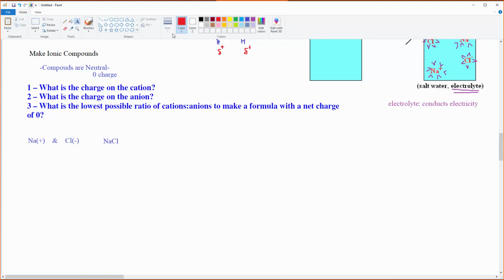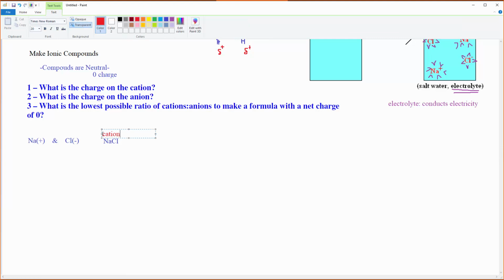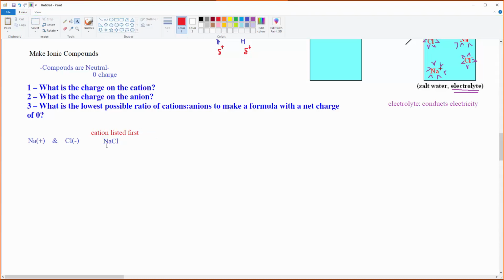Now, convention says, you might notice here, the cation is listed first. And then the anion is listed second. So that's why I listed the Na before the Cl, and I didn't call it ClNa, okay? But 1 and 1, that cancels. Do you see how those charges cancel out?